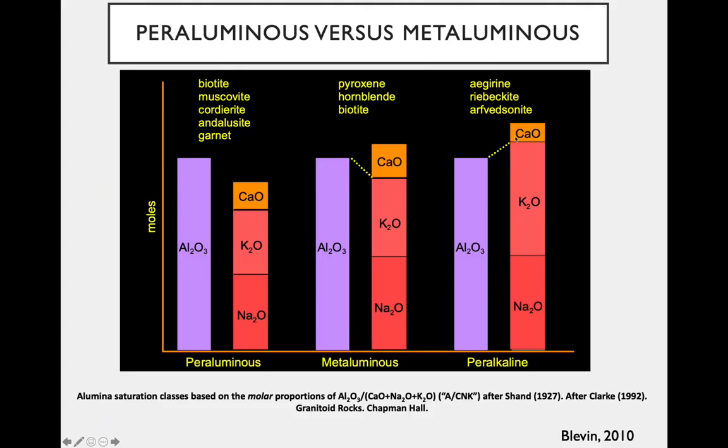So here's just an example. Here we have our classic S-types, peraluminous, relatively potassic, commonly containing biotite, muscovite, as well as maybe cordierite, andalusite, and garnet. Our I-types, metaluminous, dominated by pyroxene, hornblende, biotite, relatively potassium poor. And peralkaline is a distinct type, very sodic, characterized by unusual minerals like aegirine, riebeckite, and arfvedsonite. So these are the two to mainly worry about.